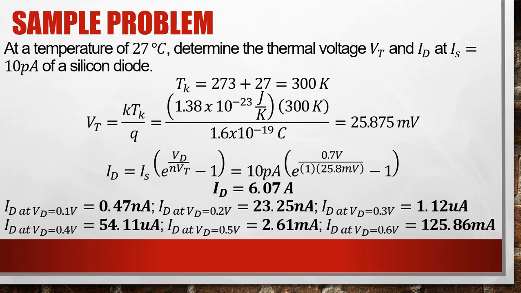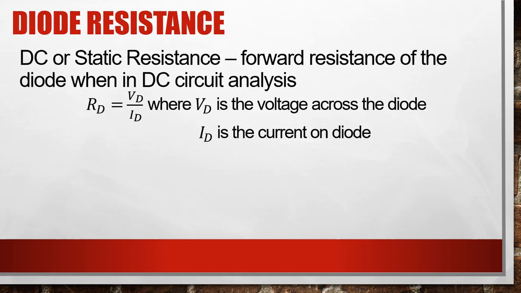Okay. There are three different resistance levels of a diode depending on the type of applied voltage or signal. First is the DC or static resistance. So, ang applied voltage natin dito ay naka-DC. So, it is the forward resistance of the diode in DC circuit analysis. Tandaan ang formula. Diode resistance is equal to diode voltage over diode current.